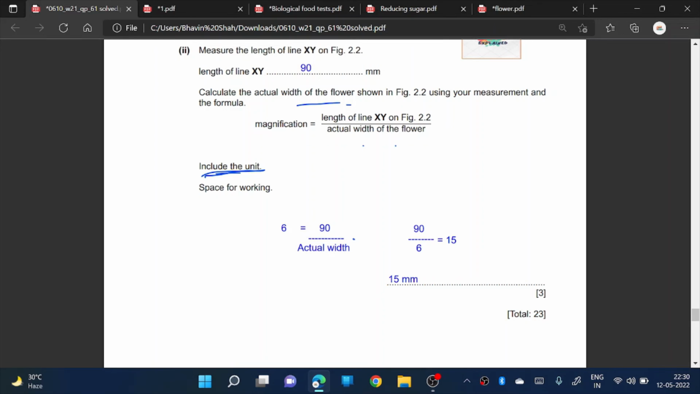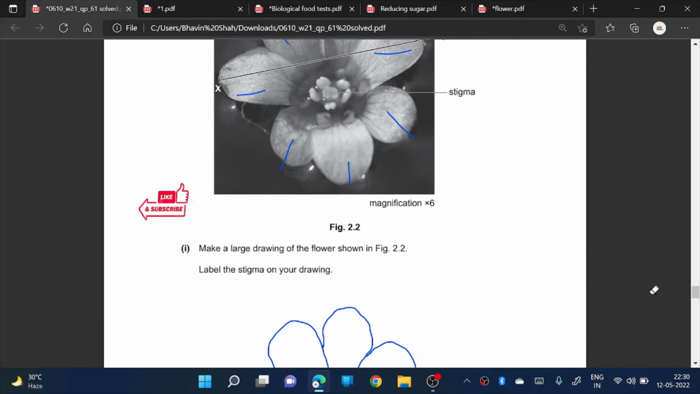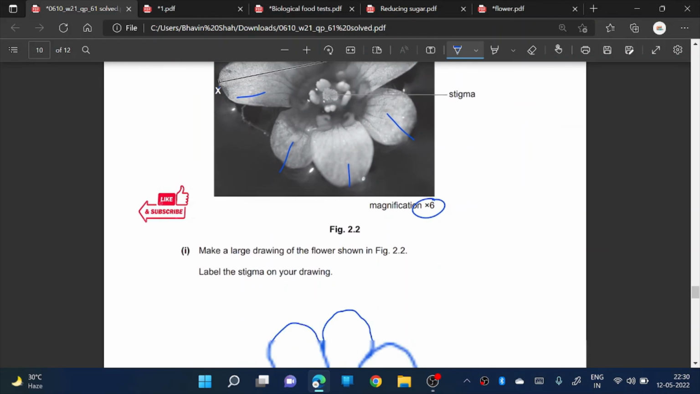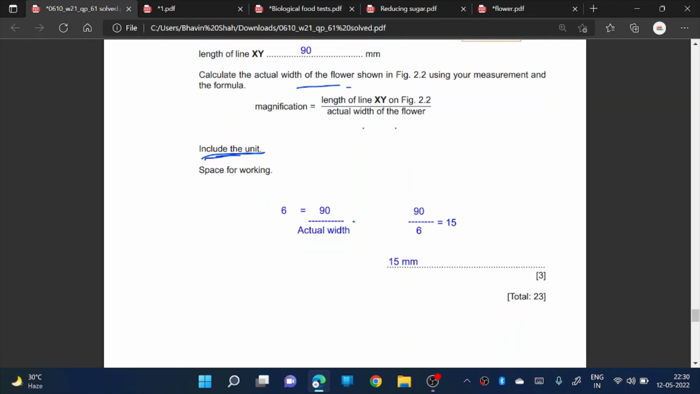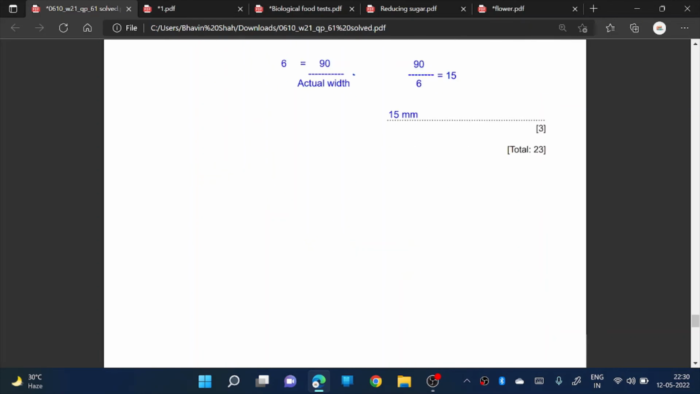So this is their magnification was 6 times. How did we come to know about that? Here it is mentioned that the magnification here is 6 times. The length of X and Y we have already taken as 90. So 90 divided by 6 will be 15. So that is your answer, 15 millimeters. 1 mark for measuring 90, 1 mark for doing the proper calculations and writing 15, and the third mark was for writing the millimeters.